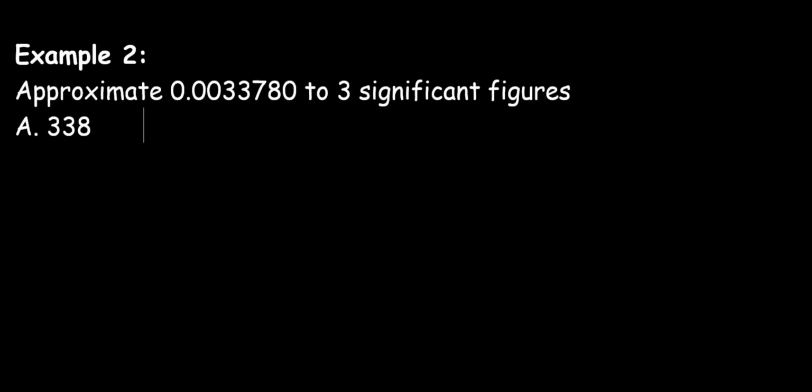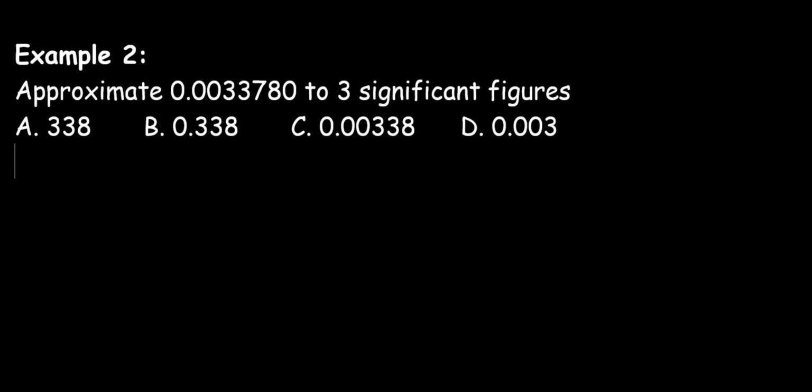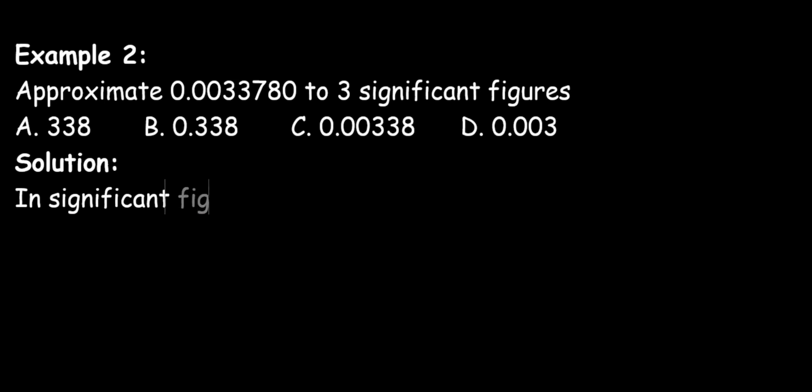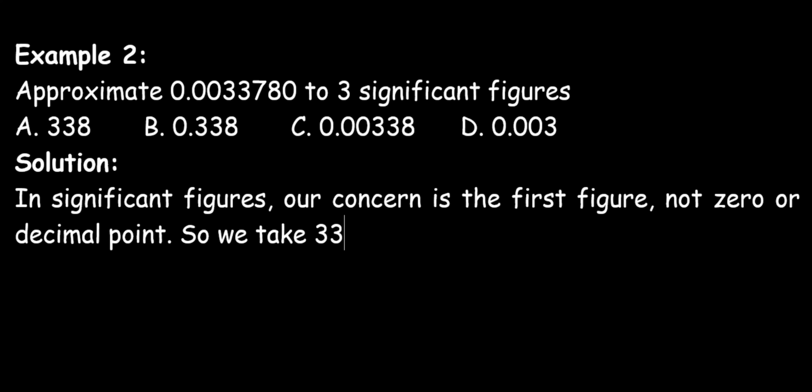Example 2. Approximate 0.0033780 to 3 significant figures. The options are given there. A, 338. B, 0.338. C, 0.00338. D, 0.003. Solution. In significant figures, our concern is the first non-zero figure, not the zeros or the decimal point. So we take 337 for 3 significant figures and approximate there.